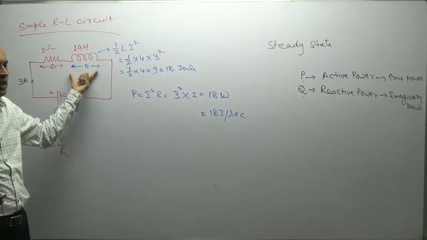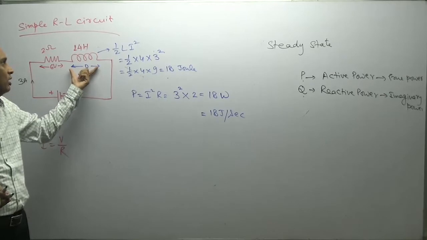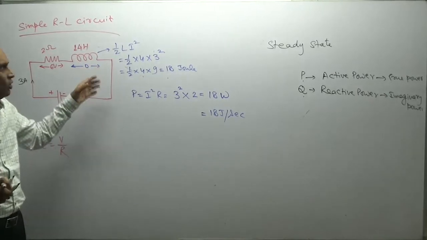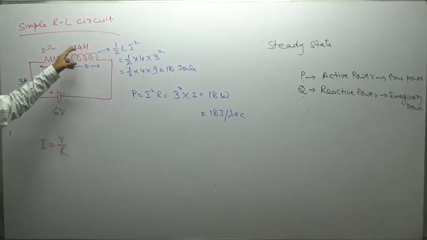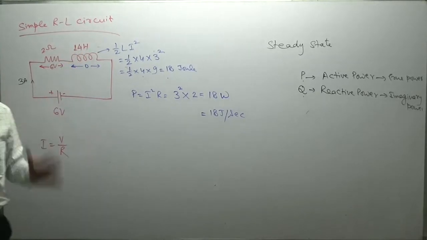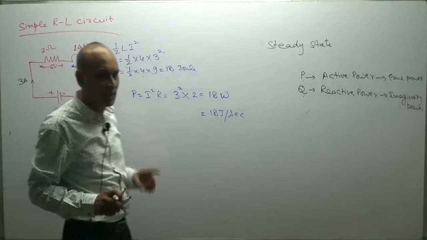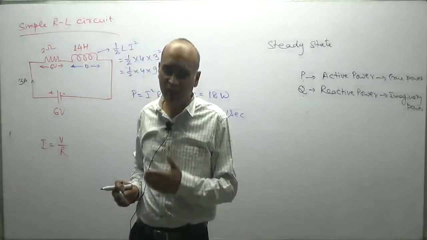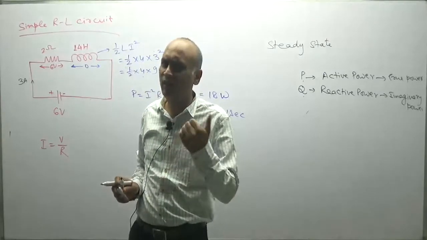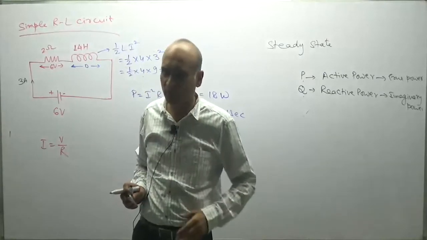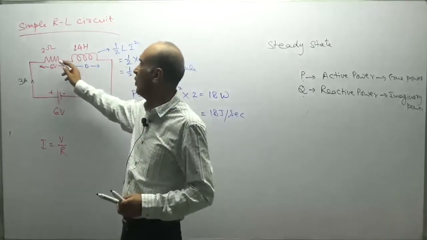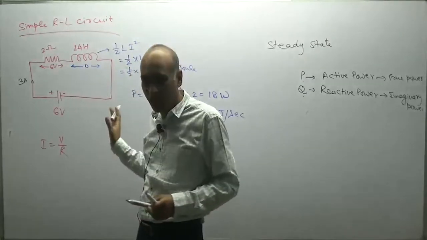But in the steady state, voltage across this inductor will be 0, right? So this inductor has effect only in the transient period. What effect it will have, we will discuss in the control system. But what I want to explain is the meaning of active power.